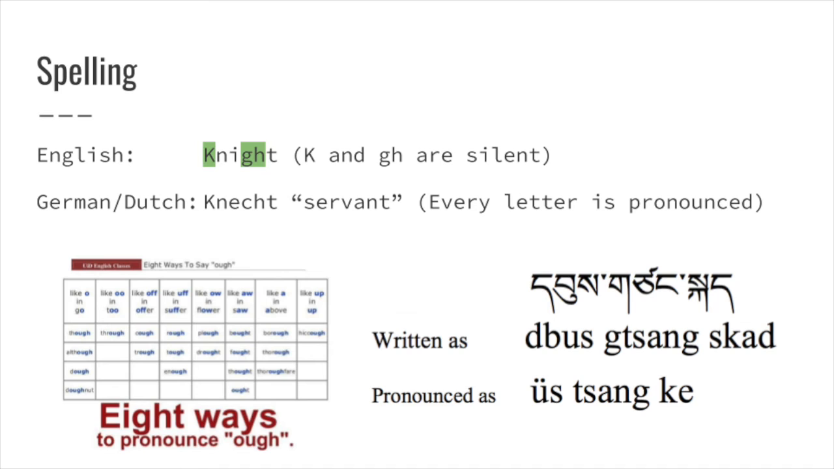Here we can see that the English word night has 3 silent letters. This is because at the time when the spelling of the word night was decided upon, English speakers still pronounced the K and the GH. In fact, in German and Dutch they still pronounce them.